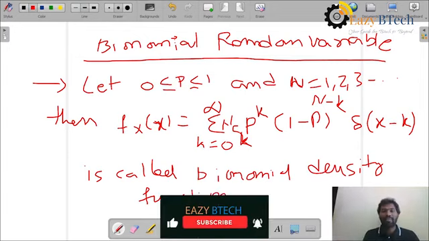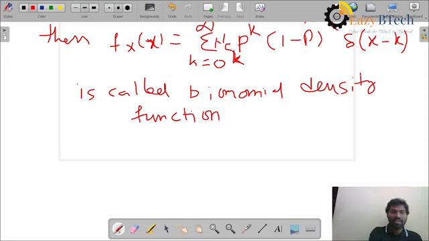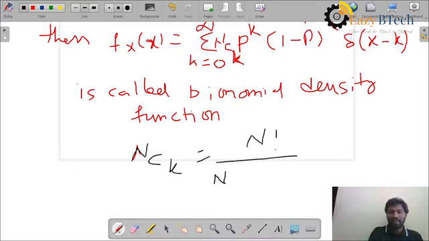So let 0 less than p less than or equal to 1 and n equal to 1, 2, 3 and so on. Then the function fX of x is equal to summation k equal to 0 to infinity nCk p power k, 1 minus p whole power n minus k, delta of x minus k, is called binomial density function. Here nCk is equal to n factorial divided by n minus k factorial into k factorial.